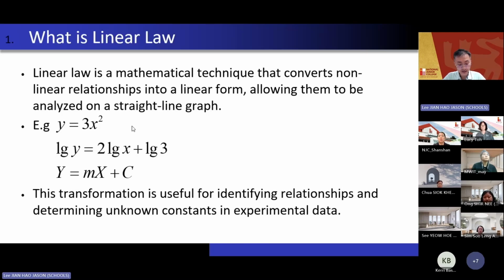In Singapore, linear law is actually taught in secondary school, in year 4 for Sec 4 students. It is part of the additional mathematics syllabus.